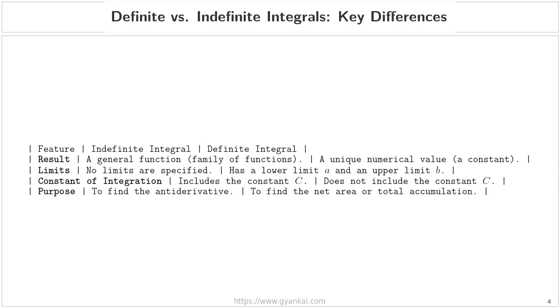Finally, let's consider the purpose. The main goal of an indefinite integral is to find the antiderivative of a function. It answers the question, what function, when differentiated, gives me this function? On the other hand, the definite integral is used to find the net area under the curve of a function between those limits, a and b, or more generally, to find the total accumulation of a quantity over that interval. We'll explore these applications further in the upcoming slides, particularly with the example of distance and velocity.